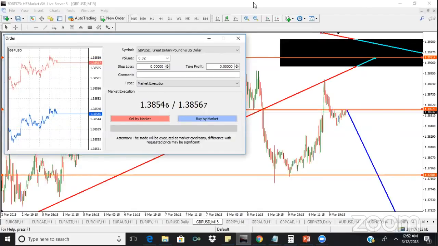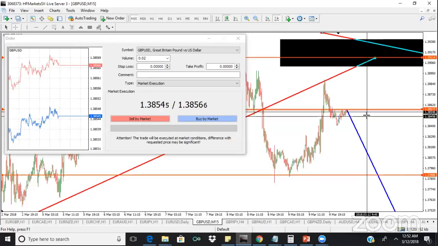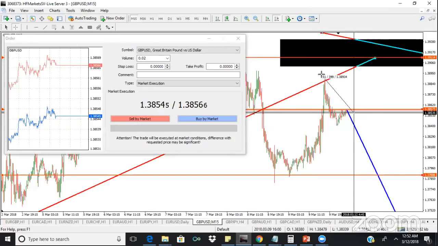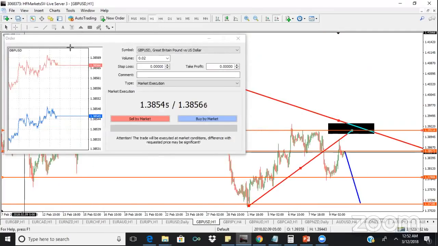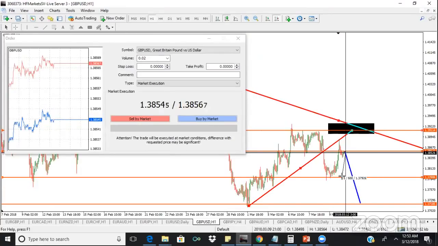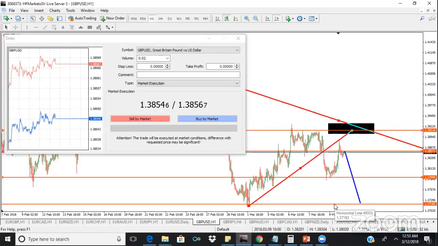Instant execution. Let's rock it. Risk reward is not good, Vivian. No, risk reward is okay. This is 40 pips. This is my first take profit, 60 pips. Second take profit, 134. 134 is good. That's 1 to 2. Okay, 132 is good.